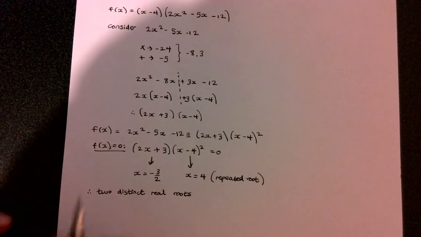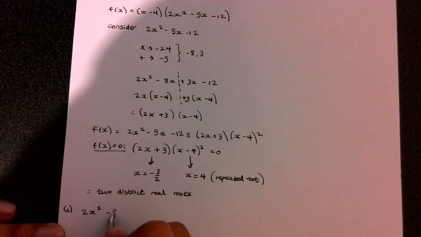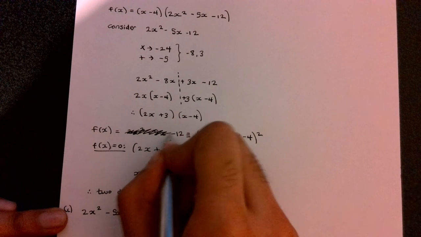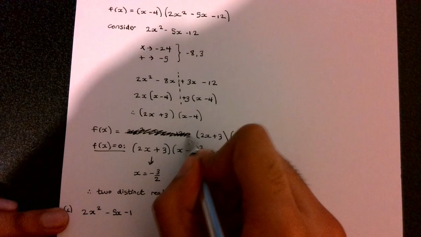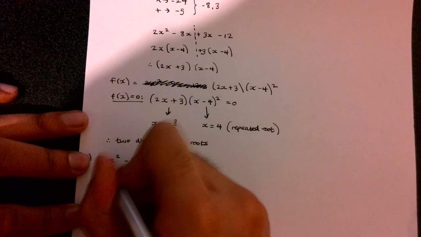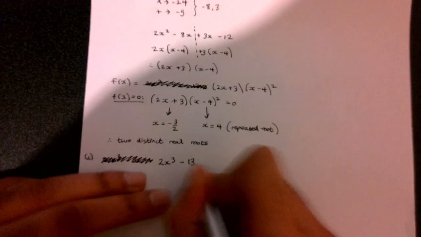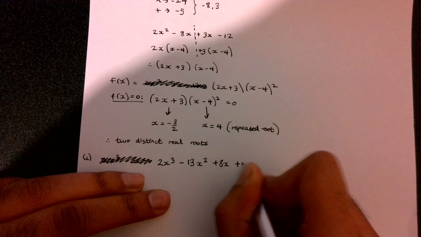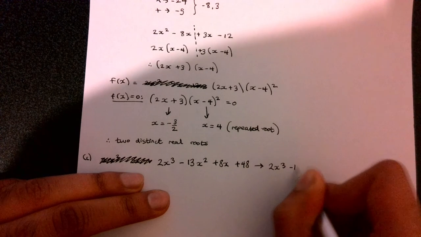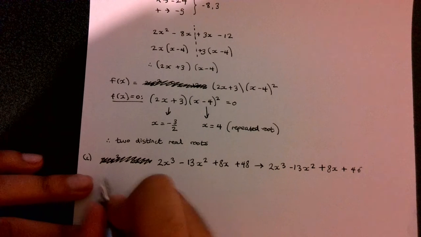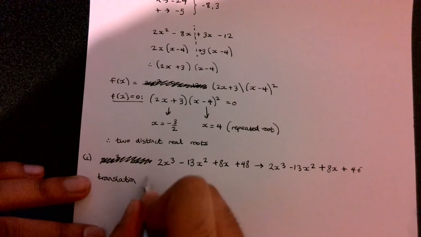So let's just write that down for part C. Sorry, I didn't realize I should have put this over here instead. But what we have over here then, if I just correct this, we have our original graph, 2x cubed minus 13x squared plus 8x plus 48, and now we're going to 2x cubed minus 13x squared plus 8x plus 46. This over here is a translation by vector 0, minus 2.